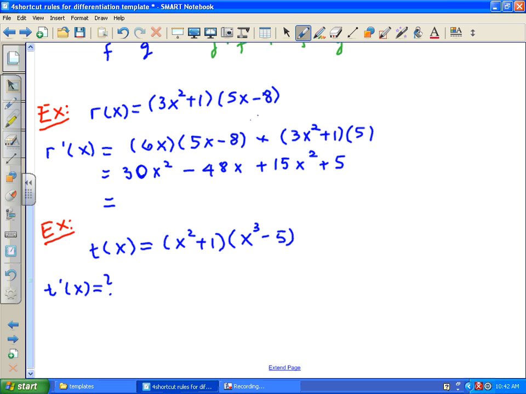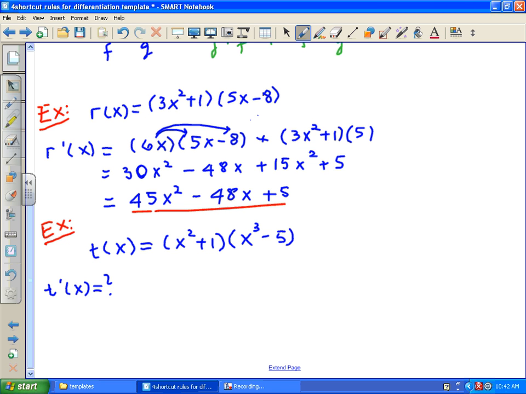Any questions so far? Did everybody get that one? Yes, Daniel. So I'm distributing my terms, this times this, and then this times that. Okay. Then I have 30x squared plus 15x squared, so that's 45x squared minus 48x plus 5. Okay. Again, it's a pretty simple rule. Let's also do the other one.